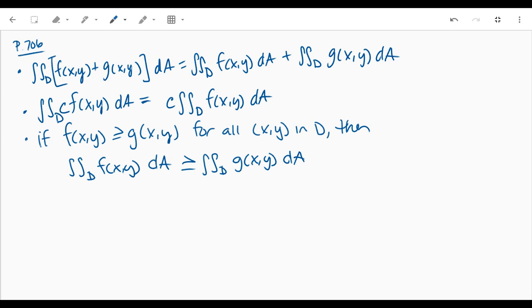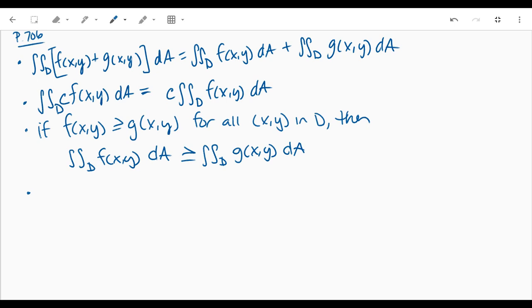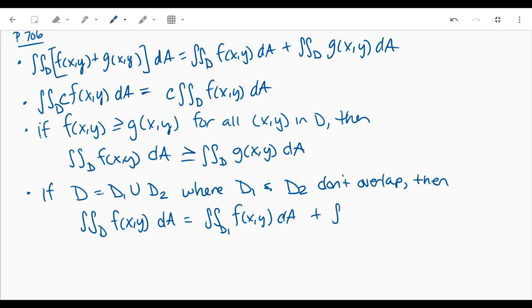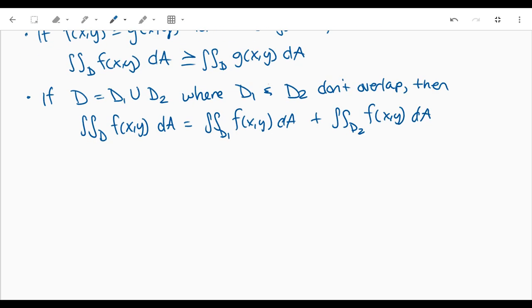Okay. The next one's kind of a new one. If that region that you are integrating over can be written as the union of two separate regions, where D1 and D2 don't overlap, except they can on the boundaries, okay, then... And this is really similar to what we learned in Calc 1.